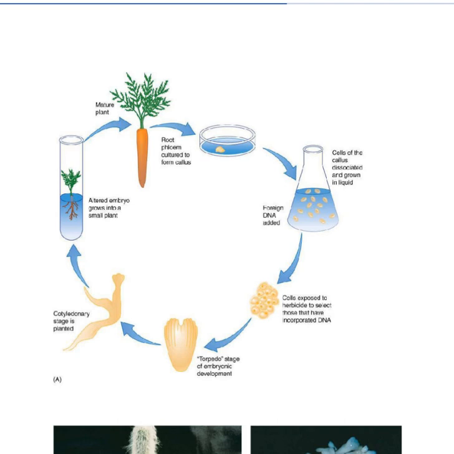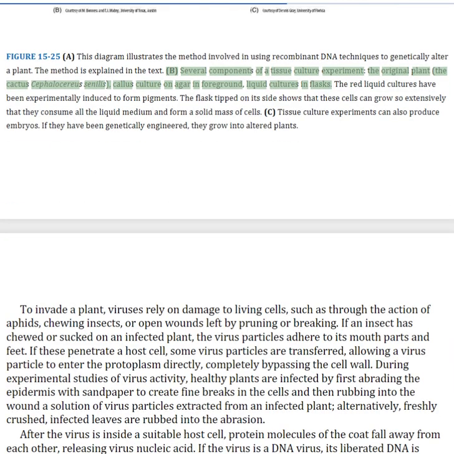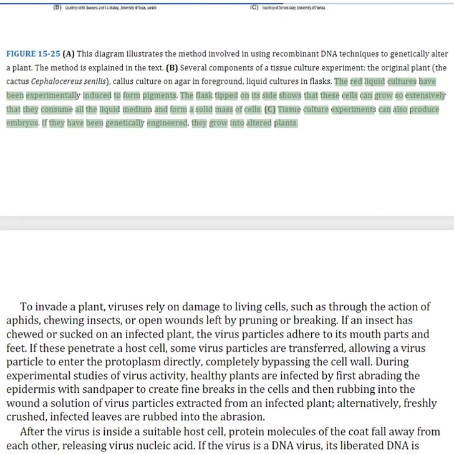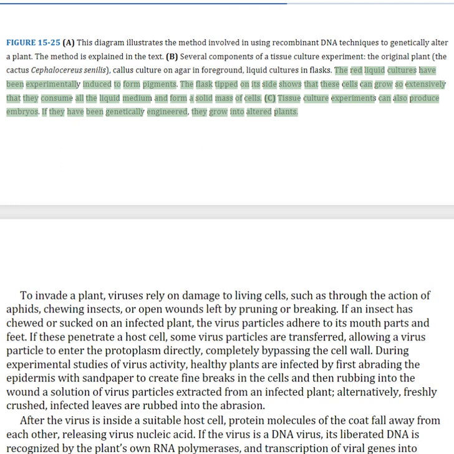Figure 15.25. This diagram illustrates the method involved in using recombinant DNA techniques to genetically alter a plant. The method is explained in the text. Several components of a tissue culture experiment: the original plant, callus culture on agar in foreground, liquid cultures in flasks. The red liquid cultures have been experimentally induced to form pigments.